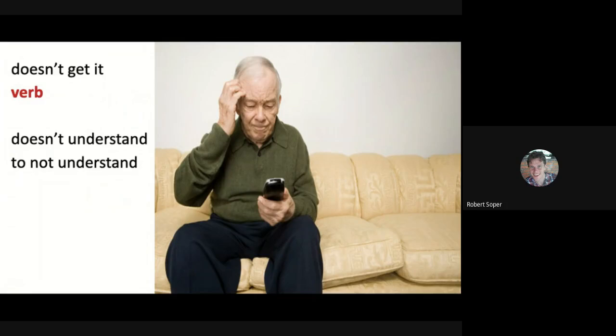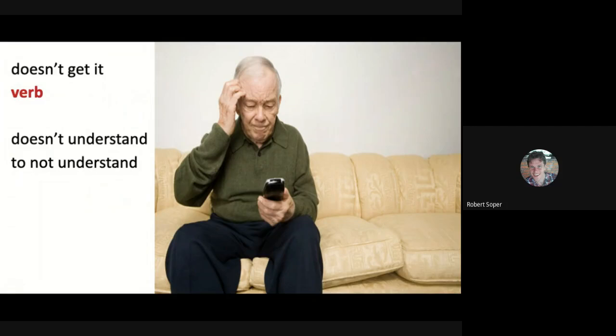How would we put doesn't get it in another sentence? Well, actually, going back to the mobile phone example, I could say, I've shown my dad how to use his mobile phone, but he just doesn't get it. That's a way of saying that I've shown him, but he still doesn't understand.